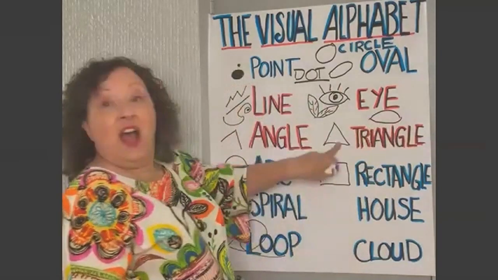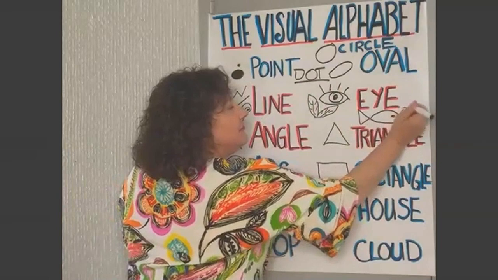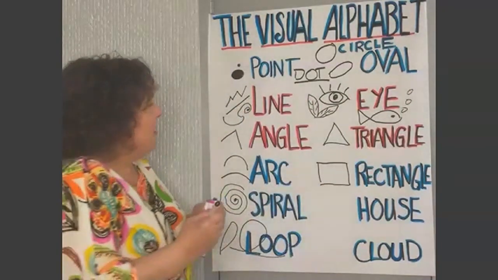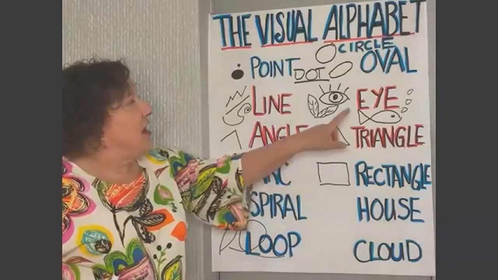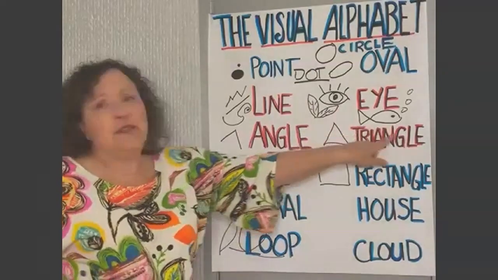Or if you add a triangle, it can become a fish. So one of the things that I'm trying to show here as we start off is that we can draw and doodle and represent our ideas with very simple shapes, right?